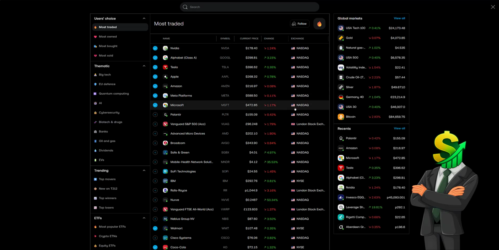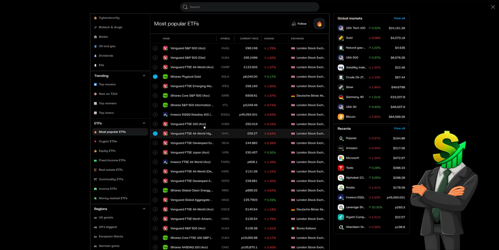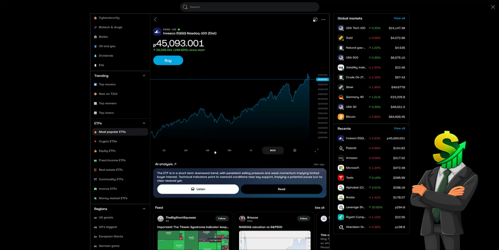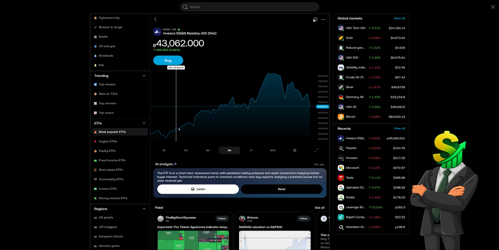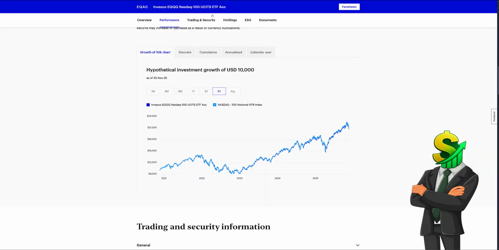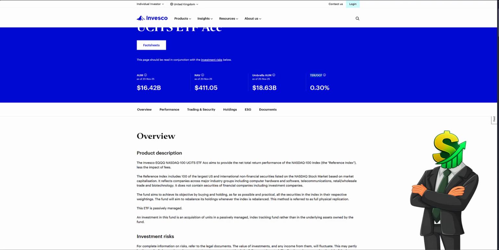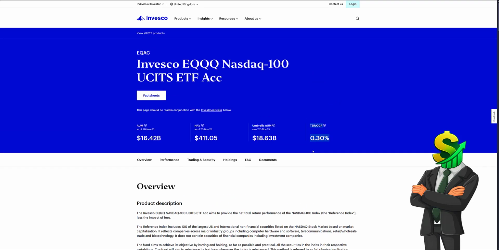Number 2, higher volatility. In 2022, the Nasdaq fell around 33%. Meanwhile, the S&P 500 fell only 19%. If you panic when your portfolio drops, this ETF might be too aggressive for you. Number 3, it is considered expensive compared to some ETFs. An expense ratio of 0.3% is not the cheapest fund out there, but it's still reasonable for a tech-heavy ETF.